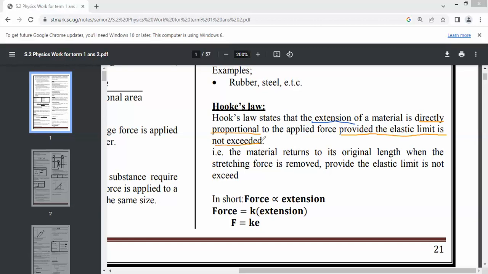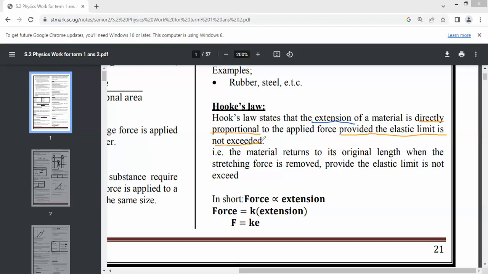I'm going to talk about, provided the elastic limit is not exceeded. What I think about this is, let's say if you stretch a rubber band, until the elastic limit is not exceeded, so it won't tear. Yeah, that's what I get.